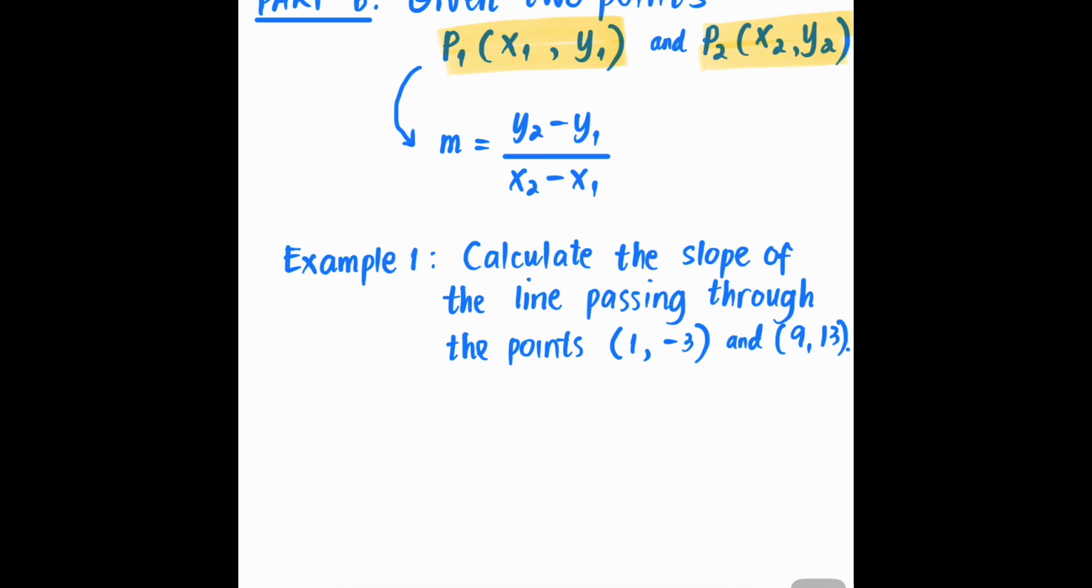Okay, so to better understand how to calculate the slope of a line passing through 2 points and applying the formula, here's the first example. Calculate the slope of the line passing through the points (1, negative 3) and (9, 13). So actually for this one, let's draw for us to visualize.